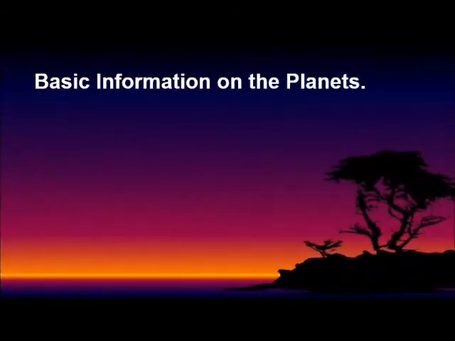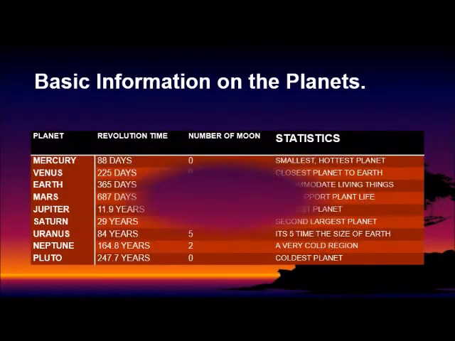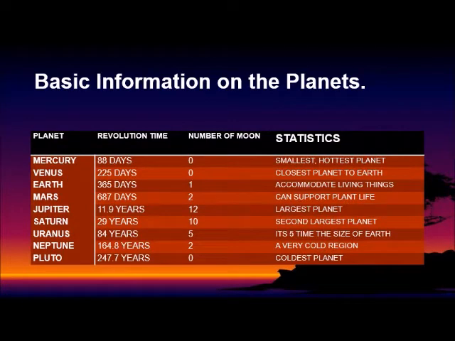Let's look at some basic information of the planets. Mercury, the revolution time is 88 days. No moon, it is the smallest, hottest planet. Venus, the revolution time is 225 days with no moon. It is the closest planet to the Earth. The Earth, the revolution time is 365 days with one moon. It accommodates living things. Mars has 687 days with 2 moons. It can support plant life.